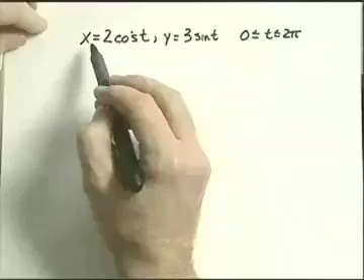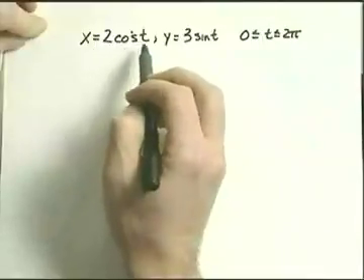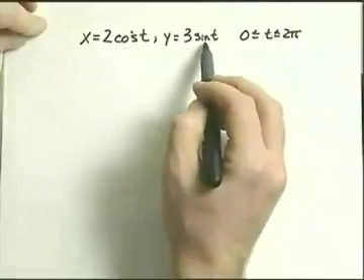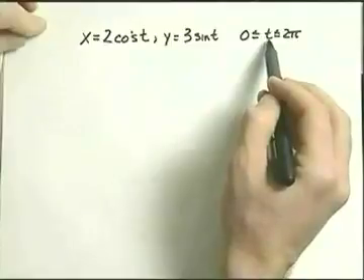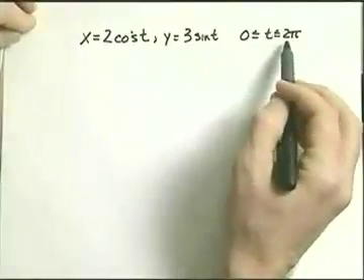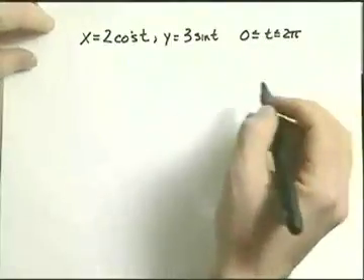We're now going to graph another parametric equation. This parametric equation is a little more complicated because it's involving trigonometric expressions. We have that x equals 2 cosine of t, y equals 3 sine of t, and we're going to graph this for t between 0 and 2 pi inclusive.